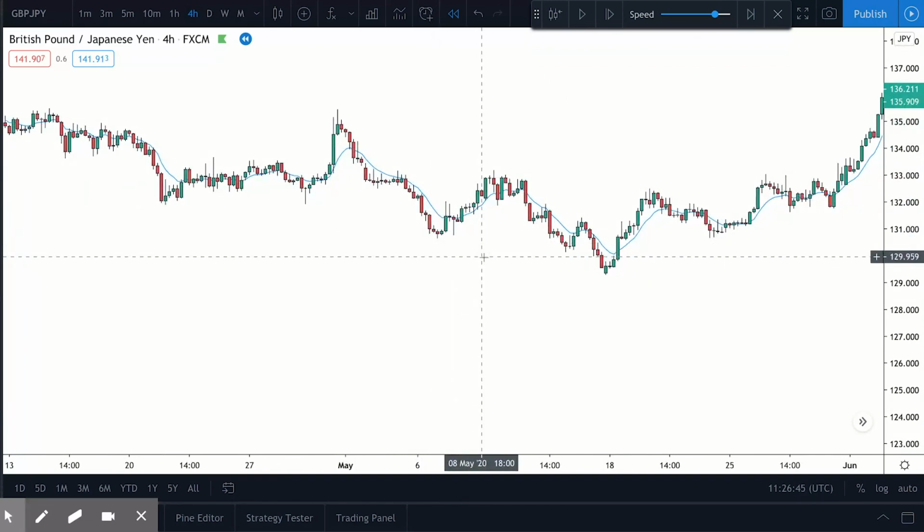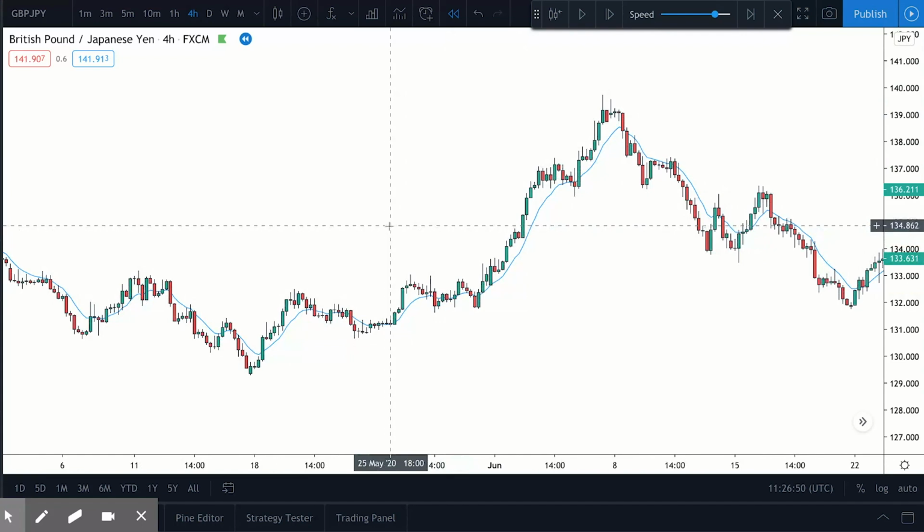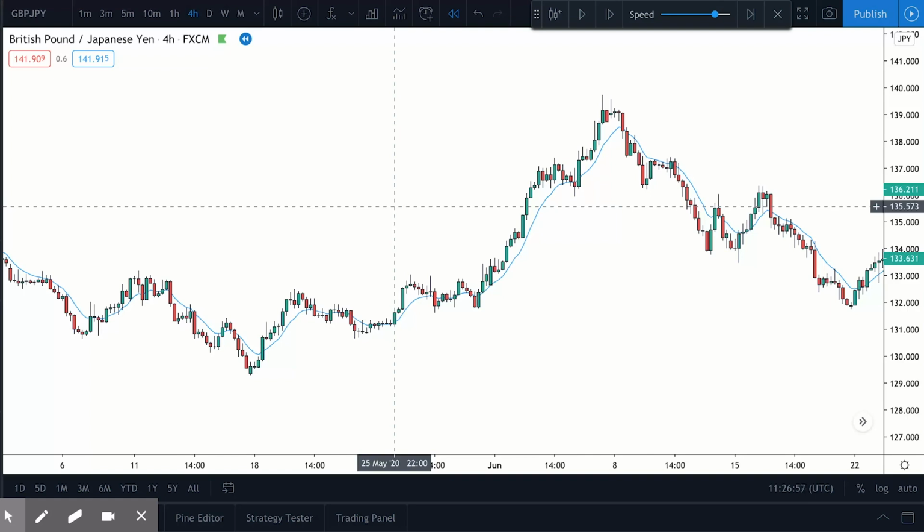Okay. However, it is not 100% accurate. And the reason that I do like it and I have used it and I do use it from time to time, but the reason that I prefer to keep my charts naked and just focus on the candles and the price is because it can be a bit of a distraction.